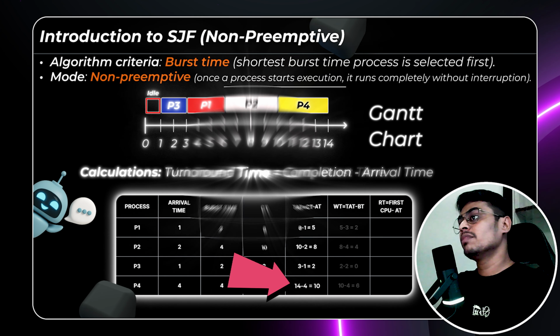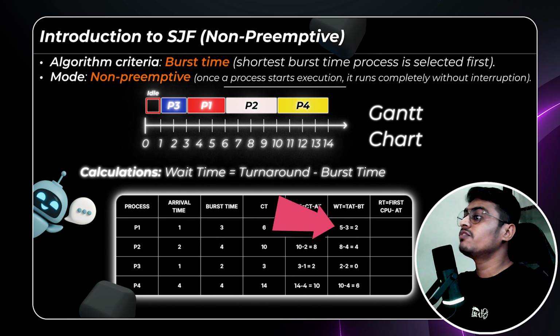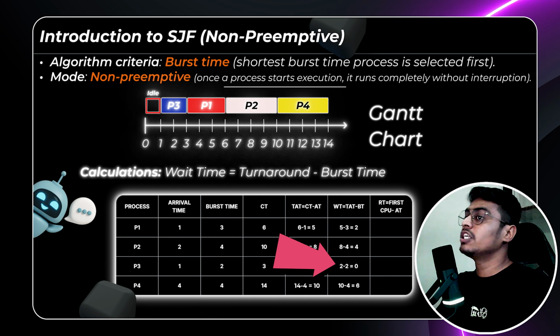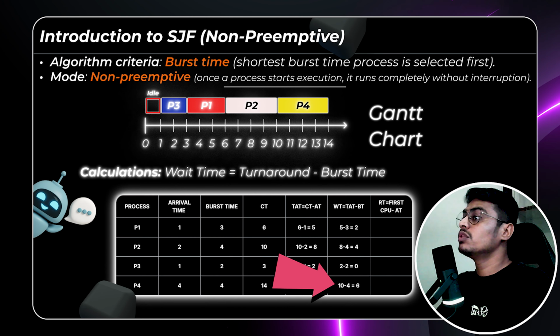Now for waiting time, the formula is turnaround time minus burst time. So for P1, turnaround time is 5, burst time is 3. So it comes out to be 2. And for P2 is 8 minus 4, 4. For P3, 2 minus 2 equal to 0. For P4, 10 minus 4 equal to 6. So this is the waiting time.